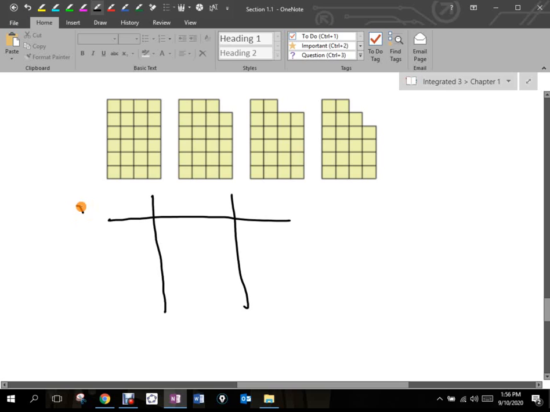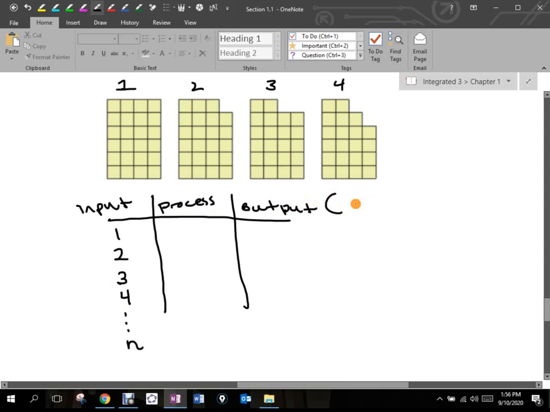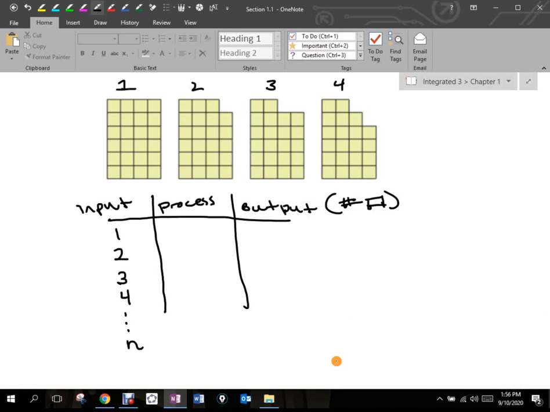So we're going to have our input, which is figure 1, figure 2, figure 3, figure 4. We'll have our process. And we'll have our output, which is the number of squares. Hopefully my handwriting gets better. It's been a while since I've used this thing. If you can't read something ever, just let me know.